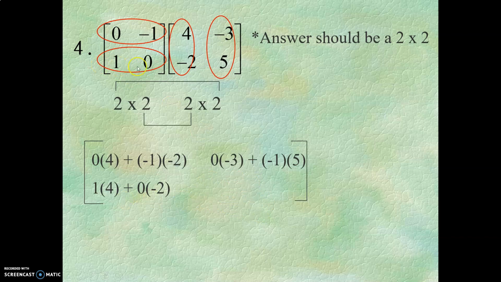And the last one, I'm looking for my second row, second column over here. So I'm going to use my second row, 1 and 0. And I'm going to match it up with my second column, negative 3 and 5. So it's going to be 1 times negative 3, 0 times 5, match up here. And then quickly just simplify each of those 4 expressions, and that's what you should be getting out as your answer.